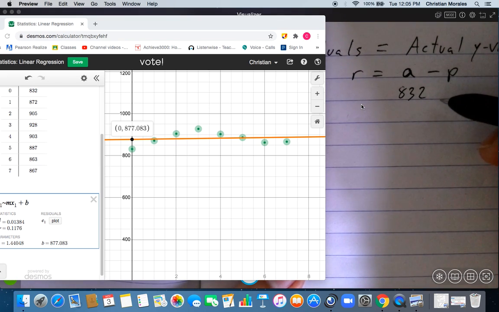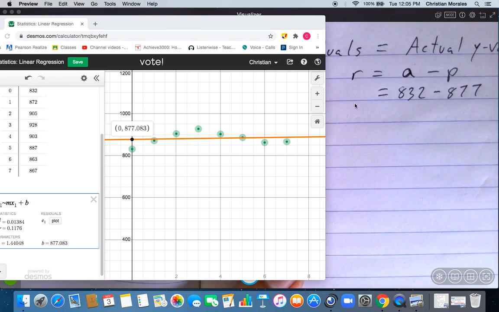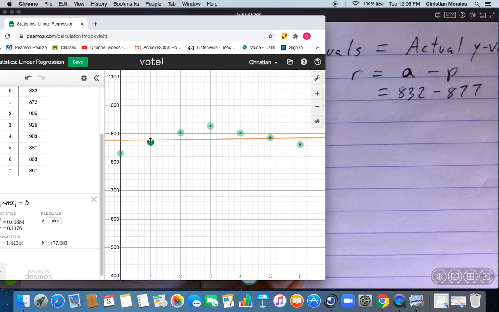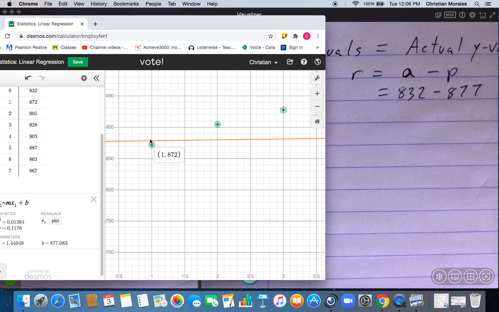What the line says I should have gotten is 877. And I subtract that, it'll give me a residual. And I can do it for all the points. Right here, I wonder if I can change the point. It's kind of the only one. I think I'd have to zoom in to find out what the point is. Say if I zoom in right here.